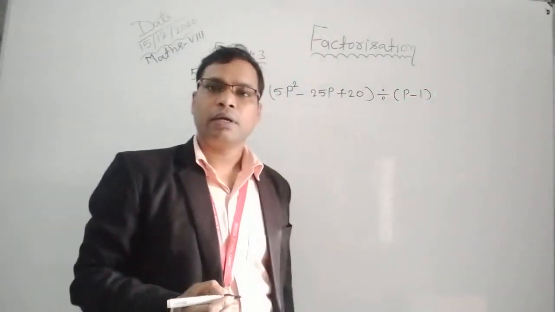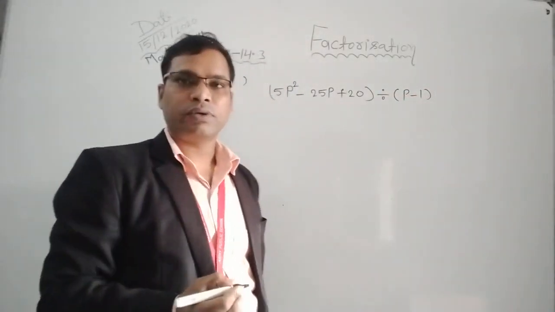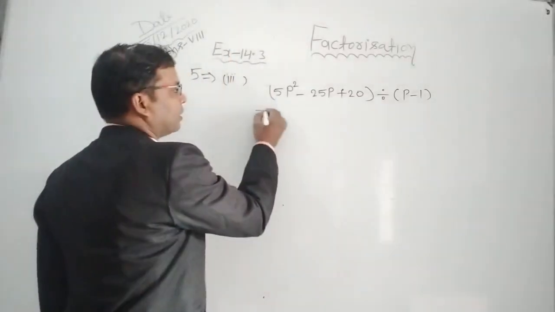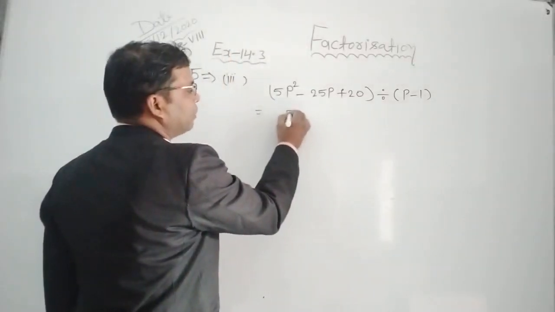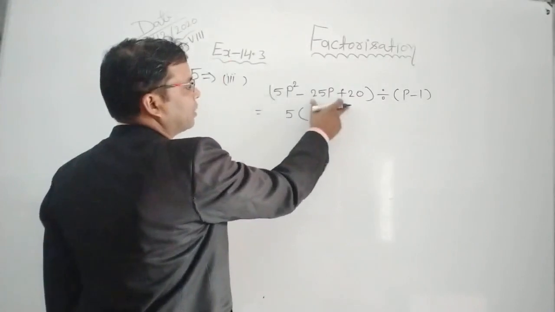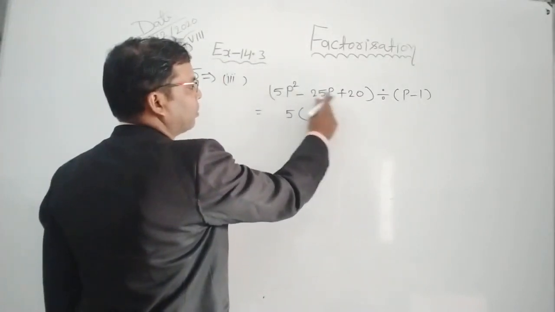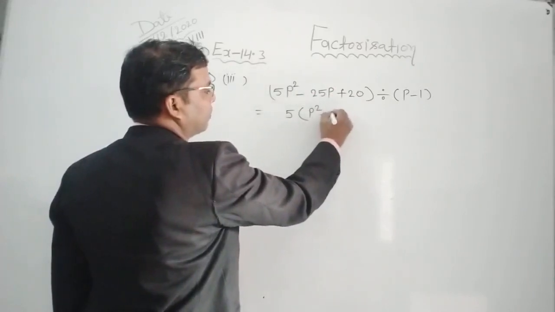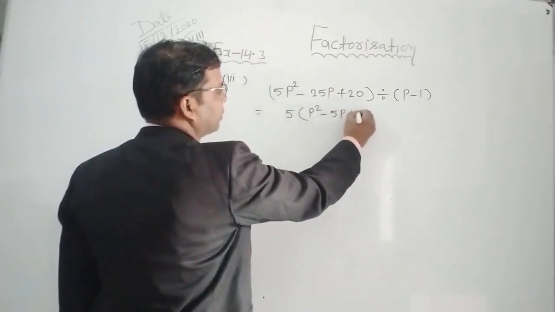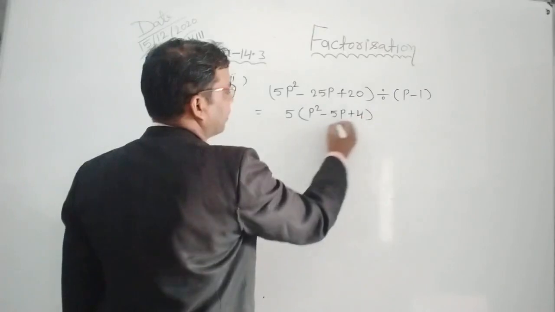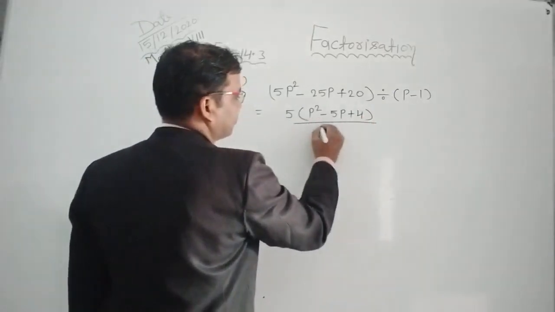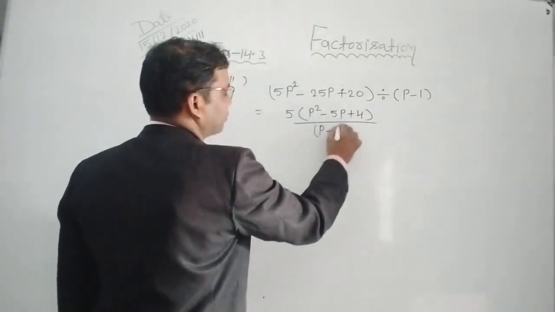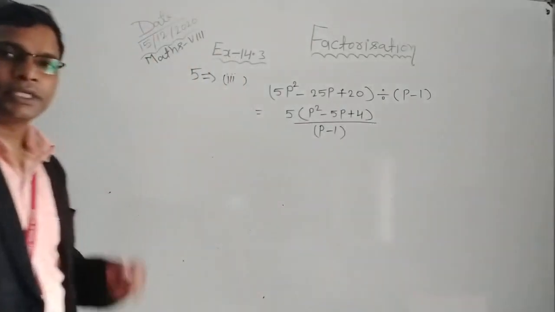1. Okay, so first of all you can write it like this: you take 5 common from this polynomial. So here you obtain 5 times (p square minus 5p plus 4), divided by p minus 1. This is clear.